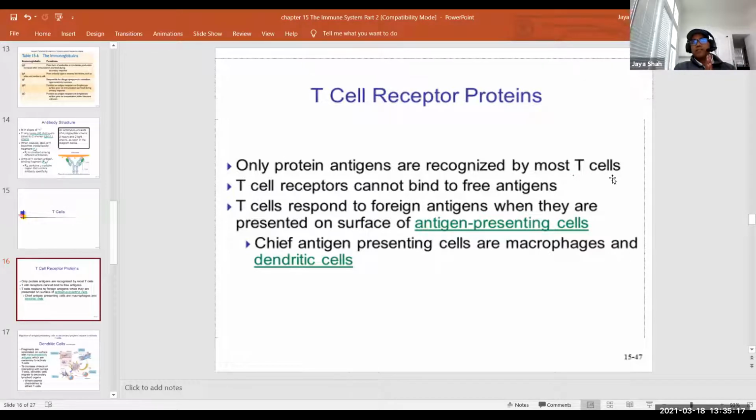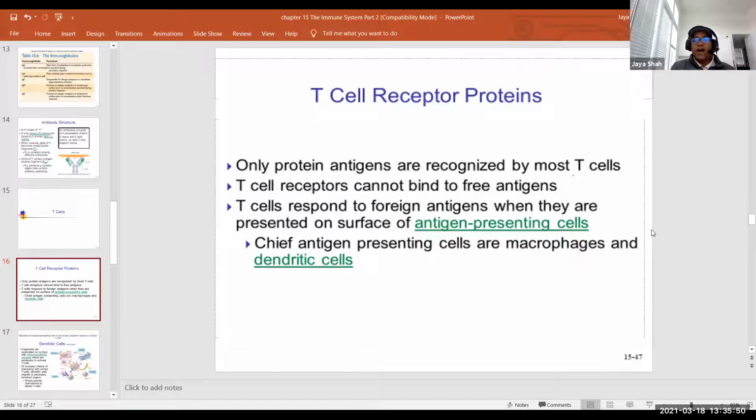So T cells recognize only protein antigen, and T cells will not recognize protein antigen directly. They don't recognize the antigen if it is floating in the plasma or in the tissue. T cell receptor cannot bind to free antigen. That's why T cells respond to foreign antigen when they are presented on the surface of antigen presenting cells.